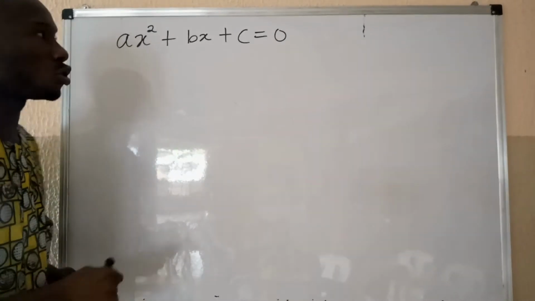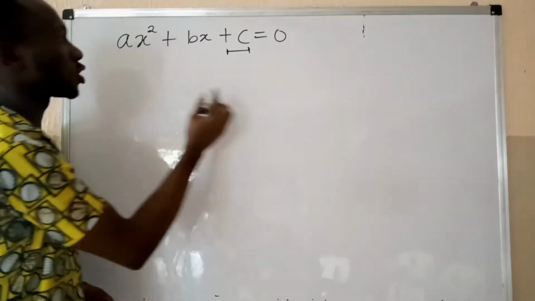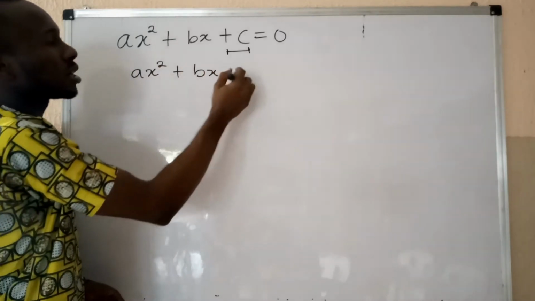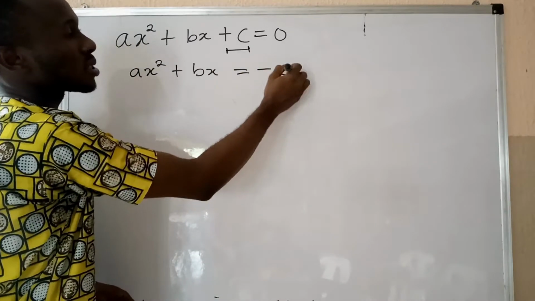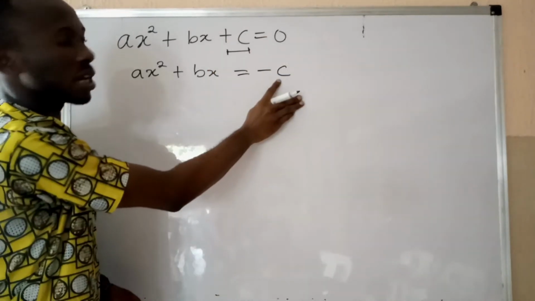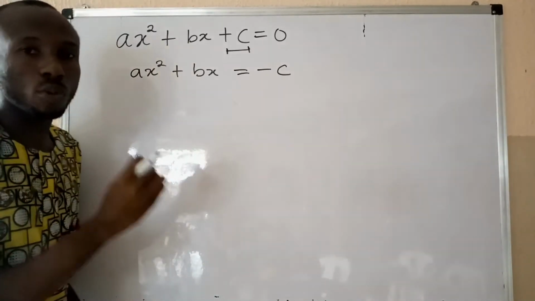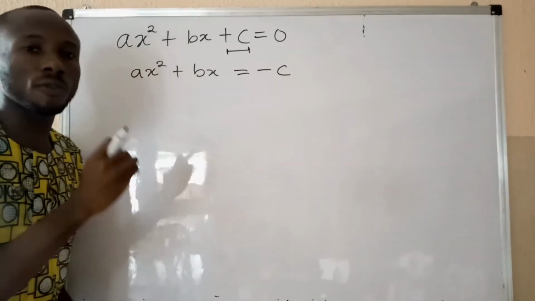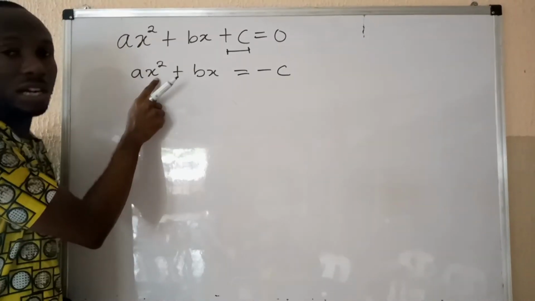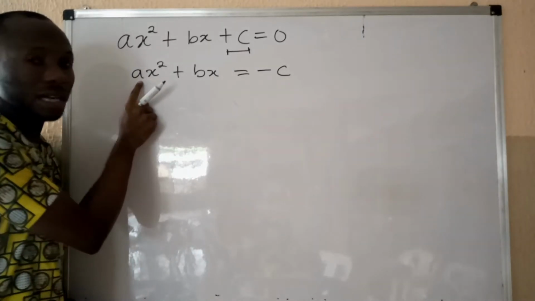The first thing we need to do is to take this constant c to the other side of the equation. So we have ax squared plus bx is equal to minus c. Of course, when positive c moves over the equality sign, it becomes negative c. Now the next step, step 2, we divide both sides by the coefficient of x squared. You can see clearly that the coefficient of x squared is a. So therefore, we divide both sides by a.